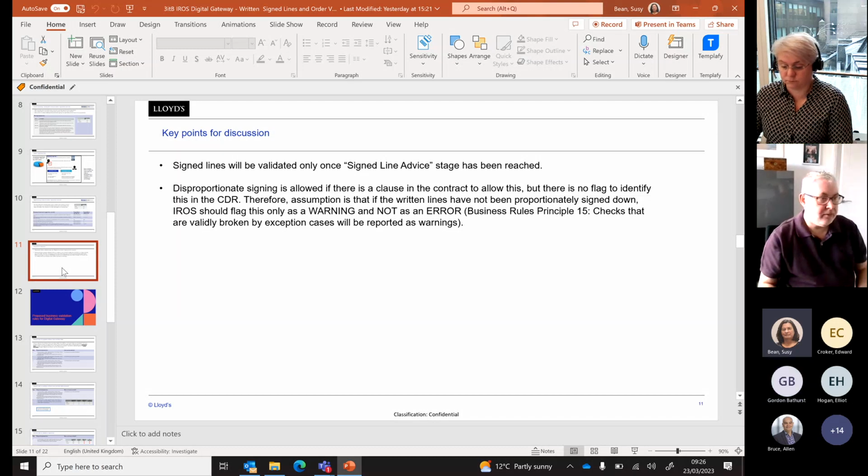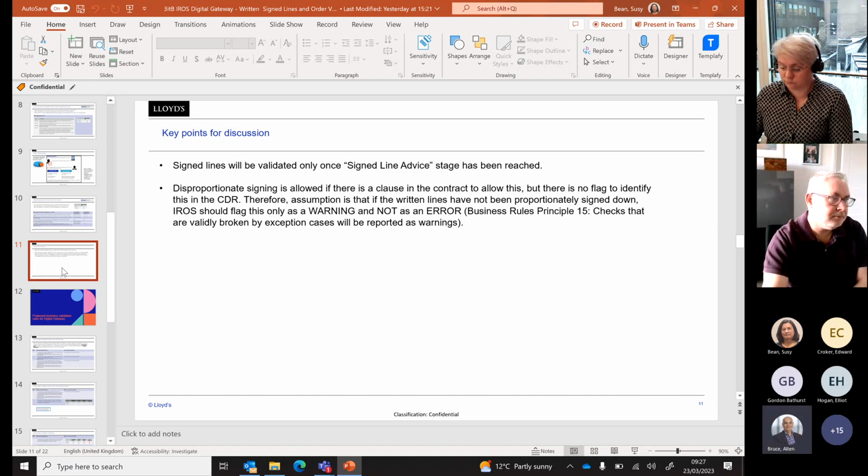If it's an error, it's like a hard stop, and it won't be loaded to the risk data store and has to be fixed. So what we're saying is we would put it as a warning, so it wouldn't stop it proceeding, because it might be correct if disproportionate signing was allowed, but it would raise the flag so that someone could check it's correct. Okay, but it could still go into the automated premium settlement. Yeah. Okay, no, that's helpful. Thank you.